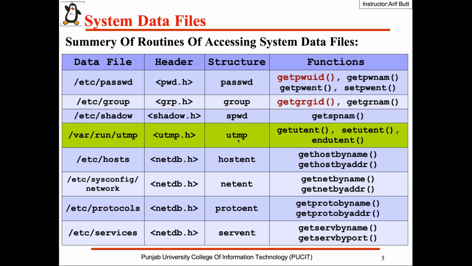You can see the members of this UTMP structure in the header file utmp.h. Well, there are different library functions that can be used to access the UTMP file entries. For example, getutent. This library function opens the UTMP file, reads the first structure and returns its pointer, and moves the current file offset to the next structure. setutent is used to rewind the current file offset to the beginning of the file, and endutent closes the UTMP file.